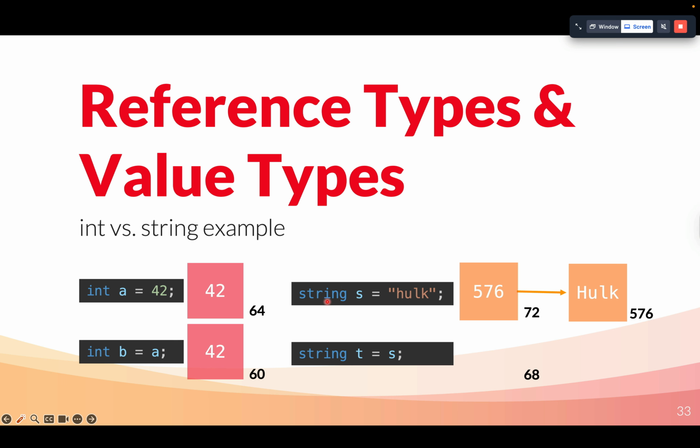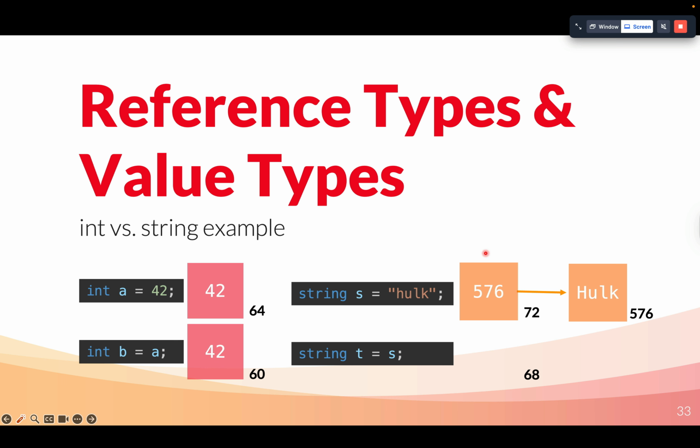If you create a string s is equal to hulk, there will be h-u-l-k. Oh, I'm sorry. This should be lowercase h to be the same as what's here. That's my bad. So that's out here in memory, and I've made up some memory address, 576. So the letters h-u-l-k are at memory address 576.